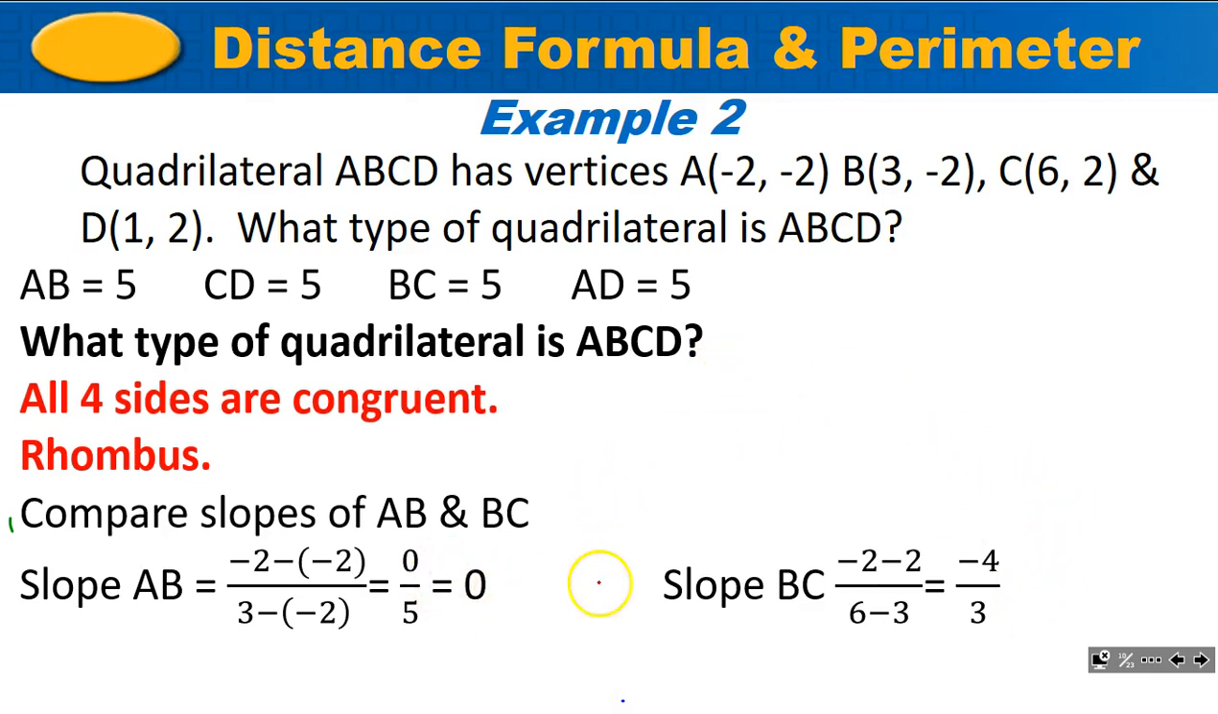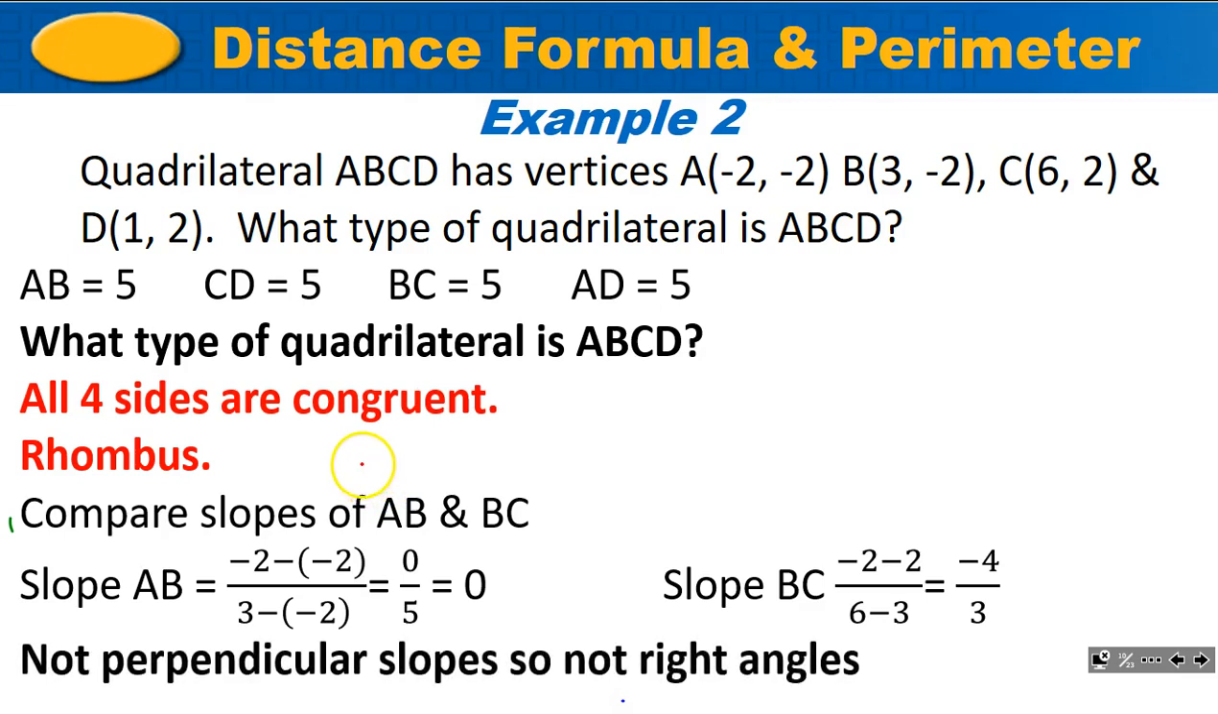Well, if this was 0, the other should be undefined because we couldn't divide by 0, but that's not the case here. So we know for sure that this is just a rhombus. It's not a square because the slopes are not perpendicular to each other. When we have right angles, it produces perpendicular slopes. So not perpendicular slopes, so it's not right angles. So again, it's just a rhombus.